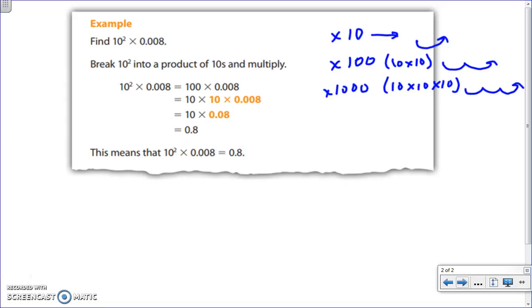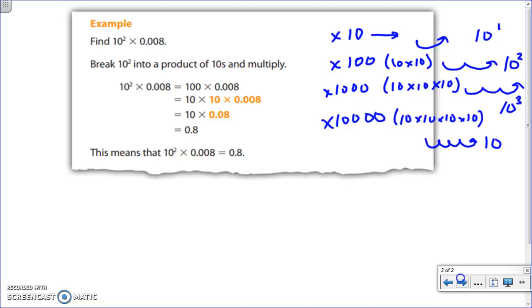We also know that multiplying by 10 is really saying 10 to the first power. Multiplying by 100 is 10 times 10, or multiplying by 10 squared, or 10 to the second power. And 10 by 10 by 10 would really be multiplying by 10 to the third power. Even if we did 10,000, that would be 10 times 10 times 10 times 10, which would be 4 places, or really multiplying by 10 to the fourth power.